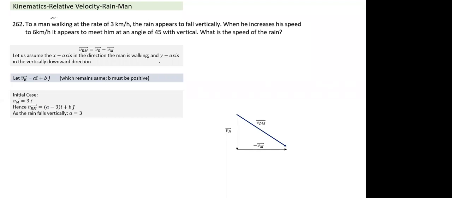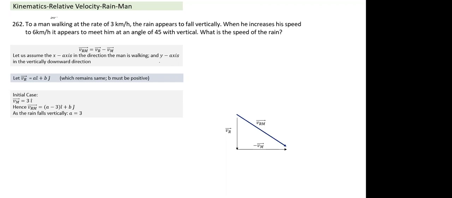Let's take the initial case. What are the things which are given here? Let's put those values. Simply, I'm going to use this equation only. What are the things we know? The man is walking with the speed of 3 kilometers per hour. All units are in kilometers per hour only, so we don't change the unit. VM is equal to 3 i cap. And this is VR. So VRM will be equal to VR minus VM. So a minus 3, we can subtract I component from I component, and the other one is b minus 0. So VRM becomes simply (a minus 3) i cap plus b j cap. I'm simply using vector difference.